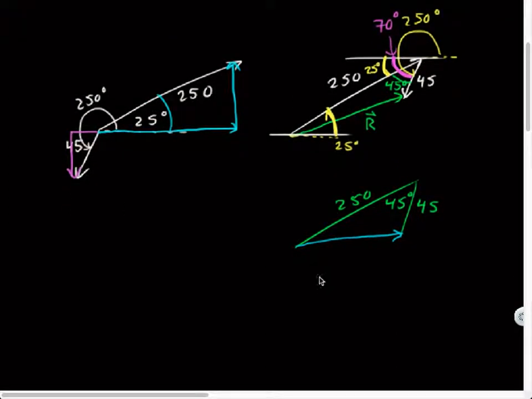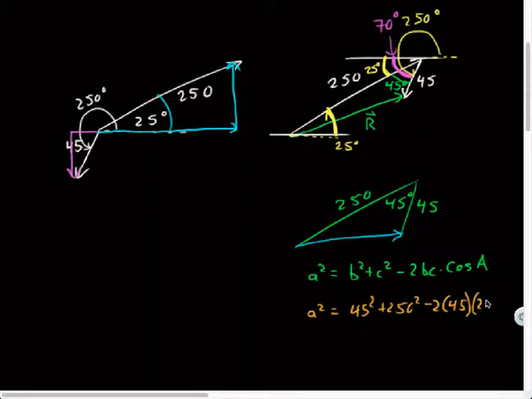So law of cosines, you might remember, a squared is equal to b squared plus c squared. And you're like, oh, it's Pythagorean theorem. Ready? Minus 2bc times the cosine of A. Good stuff. I'll call this blue length, or the resultant R here. This will be my a distance that I'm looking for. So I'm going to plug in what I know, solve for what I don't. So a squared is going to equal 45 squared plus 250 squared minus 2 times 45 times 250.